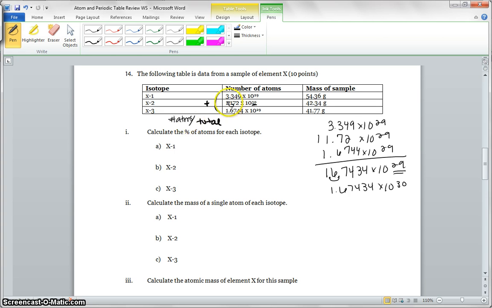The next thing we have to do is take this number right here. So it's going to be 3.349 times 10 to the 29th divided by 1.67434 times 10 to the 30th. So we just divide these numbers here. We get 1.623 times 10 to the, I'm going to subtract these, negative 1.